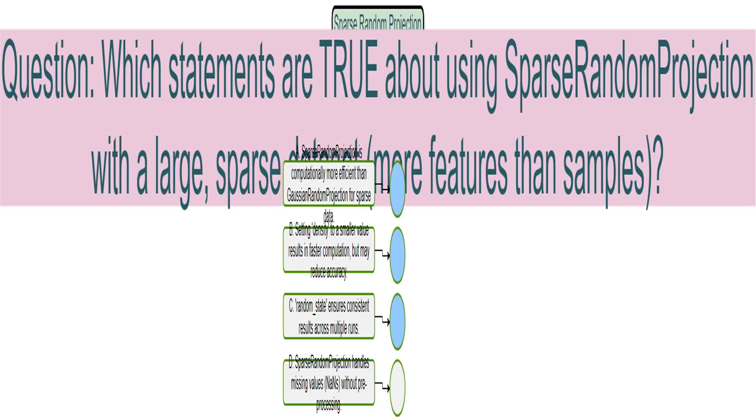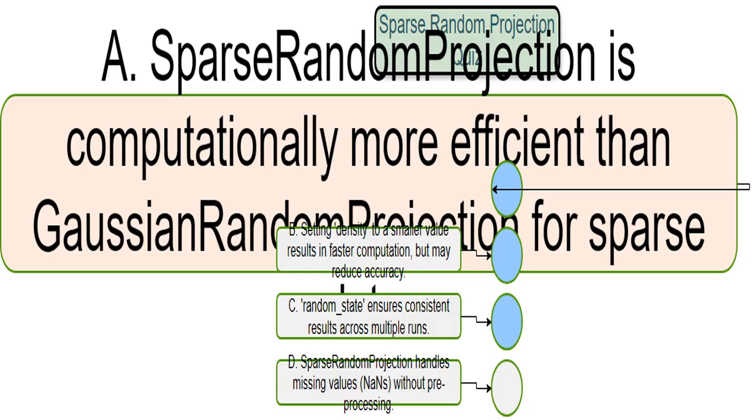This question asks you to evaluate several statements regarding the practical application of SparseRandomProjection in a specific data context, a large sparse dataset. You'll need to know its features and limitations to answer correctly. I find this statement true.